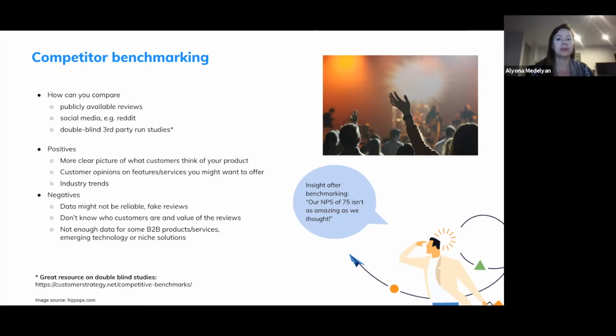And when they looked at the NPS of their competitors, by doing a third-party study, or they also looked at social media, they actually realized that their competitors' NPS is around 80, 85. So as a result, they realized that not only they're not overperforming above other companies, they're actually lagging.